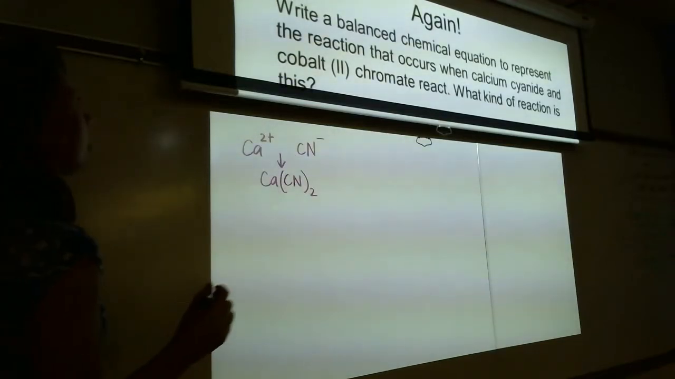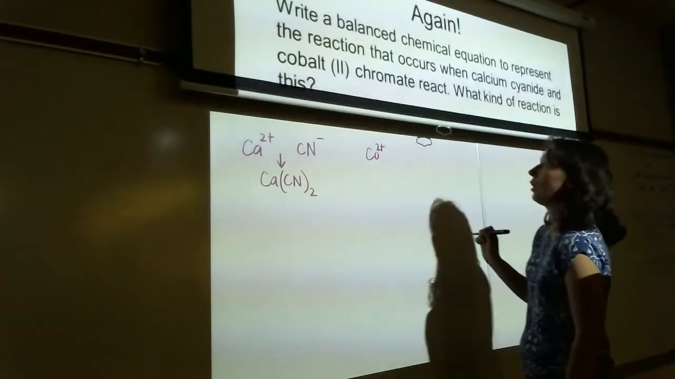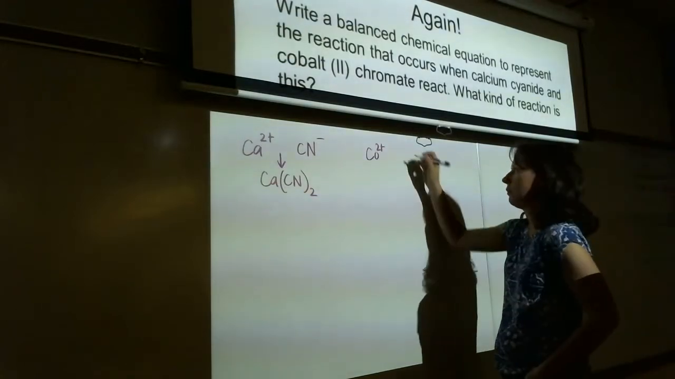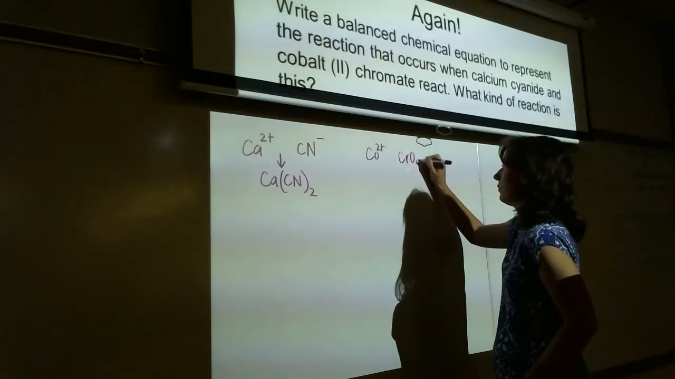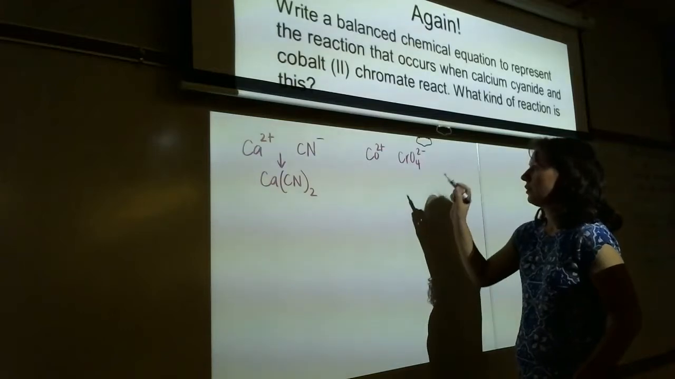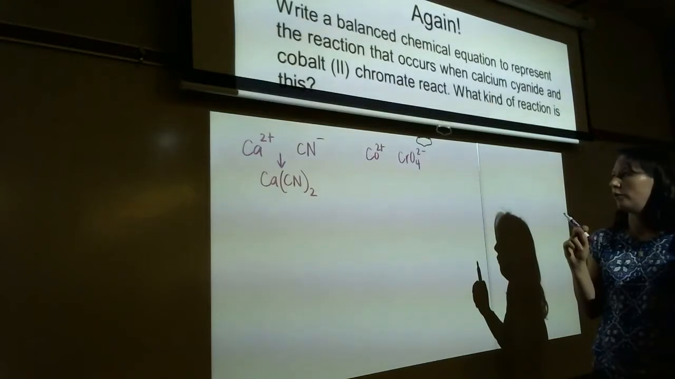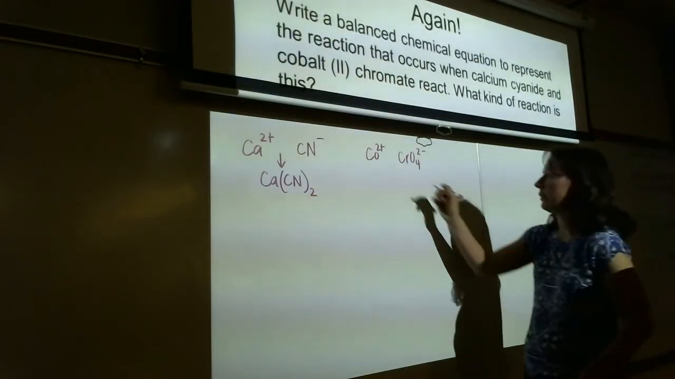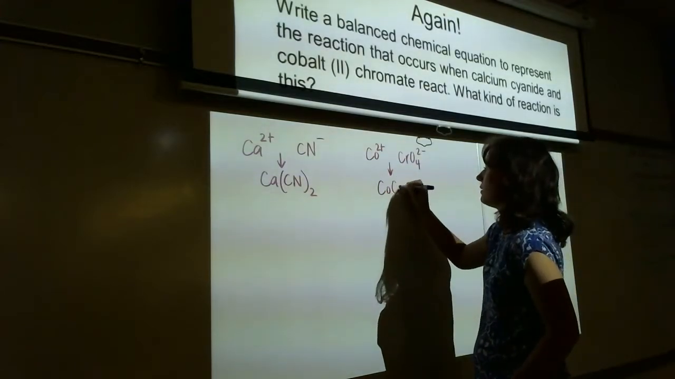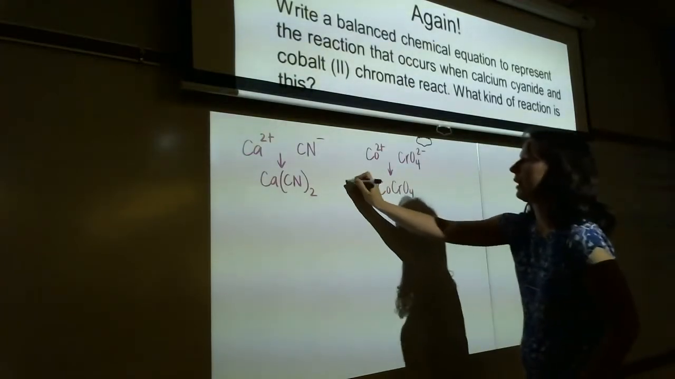Okay, and cobalt(II), so that's Co2+. What's chromate? What's the charge? 2 minus, right? So is it subscript 2, subscript 2? Are the subscripts both 2? Is it Co2(CrO4)2? No, what is it? It's not 2 to 2, it's 1 to 1, right? CoCrO4. Okay, so those are my reactants.